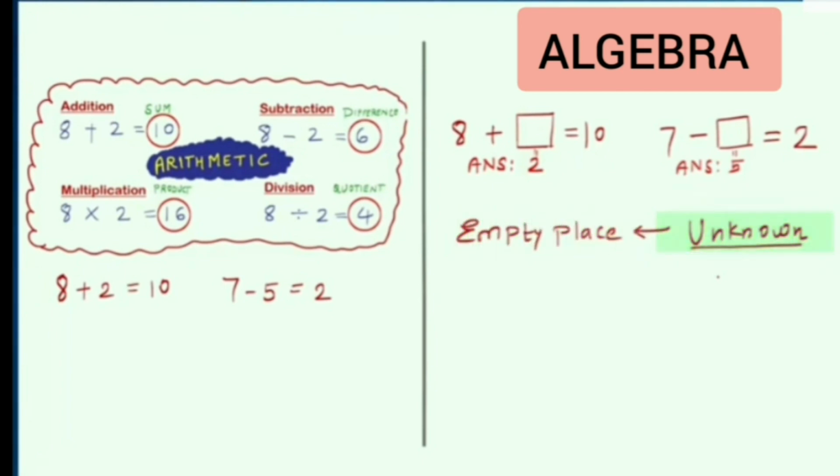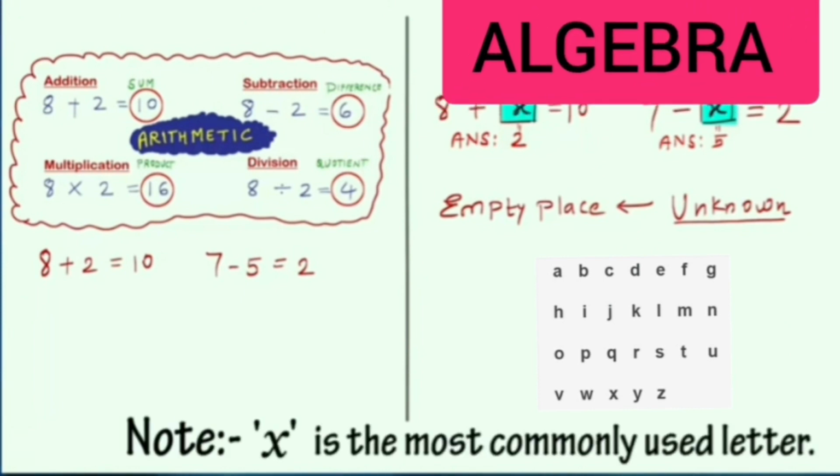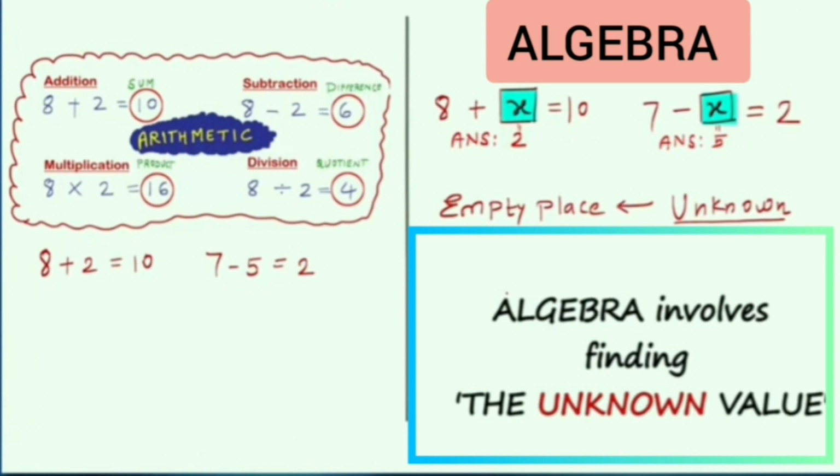So in algebra we denote these unknown values by an alphabet, and it can be any small letter from a to z, right? That's what we learnt in the previous video. So algebra simply means finding the unknown value. I am sure you must have understood now what algebra is.